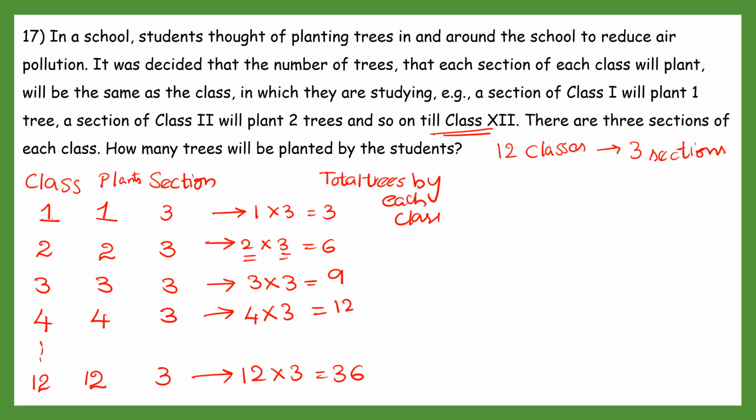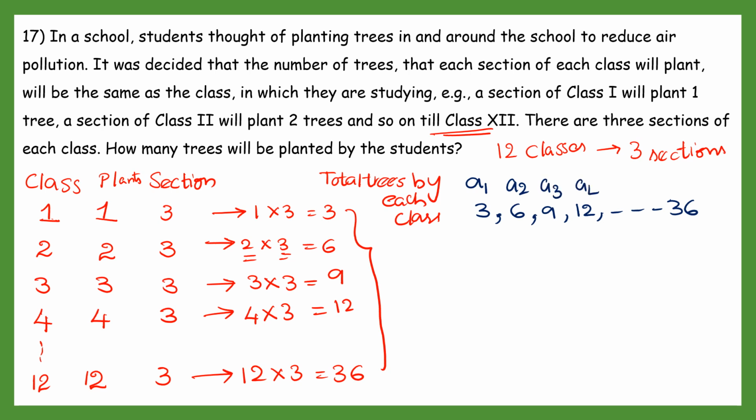Now we got an arithmetic progression. They are asking to find the total number of trees planted by all the students of that school. The arithmetic progression we got is: first class students planted 3 trees, second class 6 trees, third class 9 trees, fourth class 12 trees, and so on. Finally, 12th class students planted 36 trees. If A1 is 3, A2 is 6, A3 is 9, A4 is 12, and so on up to An.